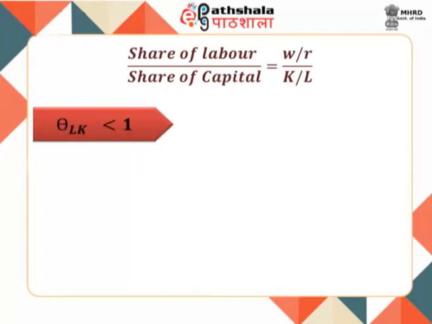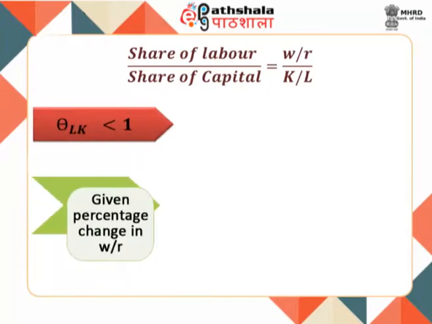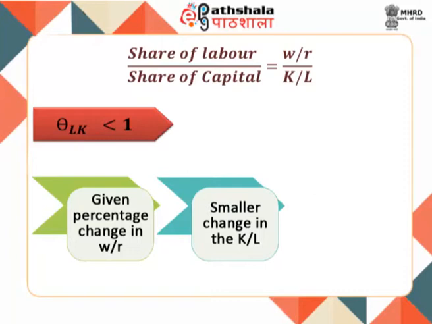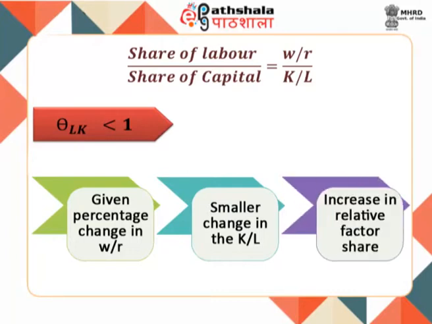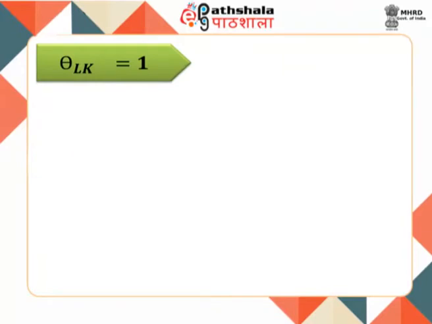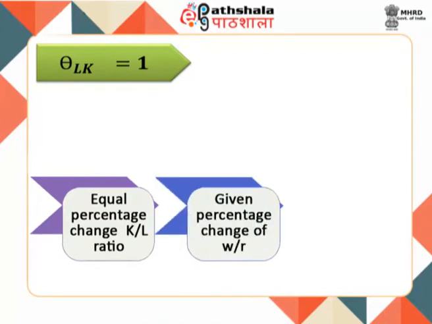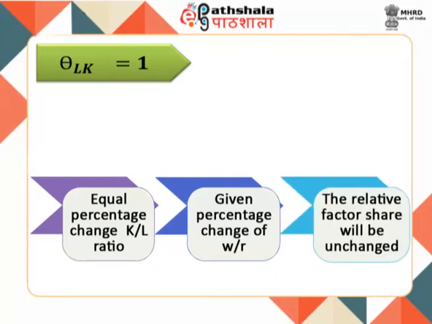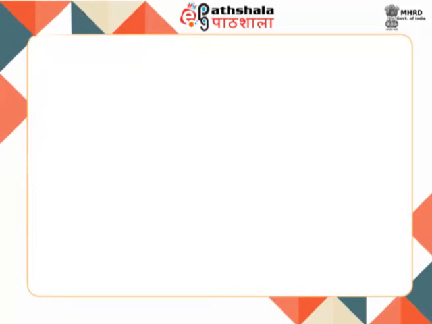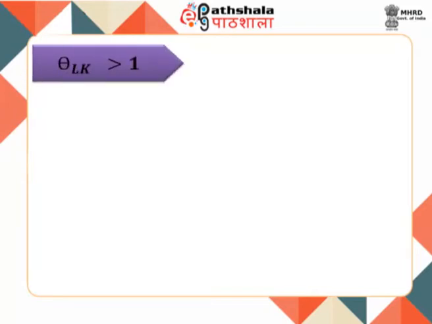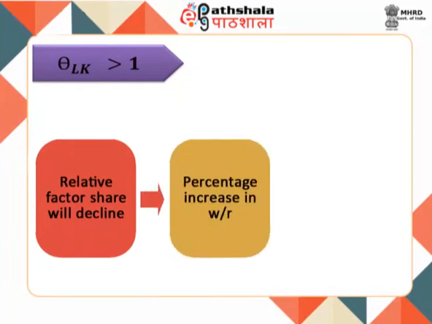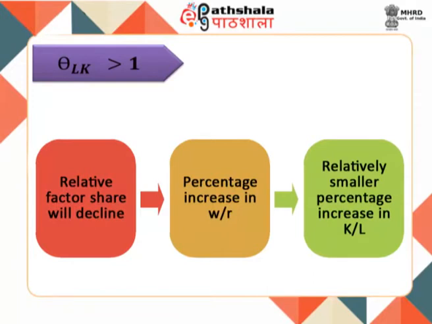Now, when theta LK is less than 1, a given percentage change in the W by R ratio induces a smaller change in the K by L ratio. This results in an increase in relative factor share. Theta LK equals 1 implies that there will be equal percentage change in K by L ratio for a given percentage change of W by R, and consequently the relative factor share will be unchanged. However, in case of theta LK greater than 1, the relative factor share will decline as percentage increase in W by R ratio causes relatively smaller percentage increase in K by L ratio.